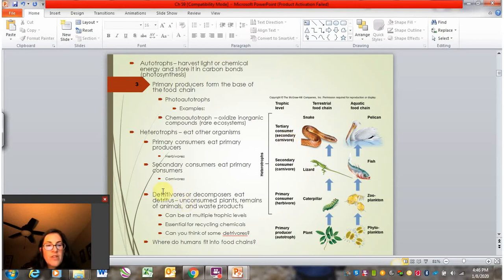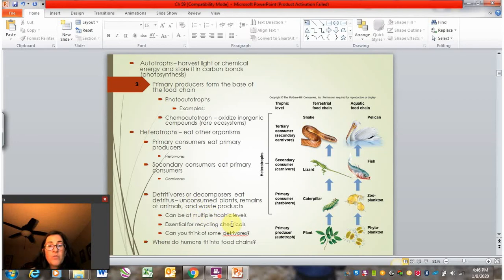We also have detritivores in food webs. Detritivores are also known as decomposers. They eat detritus, so that's where the name detritivore comes from. And that's waste, either plant waste, remains of animals, or waste products. These can appear at multiple trophic levels depending on what the detritivore is decomposing.